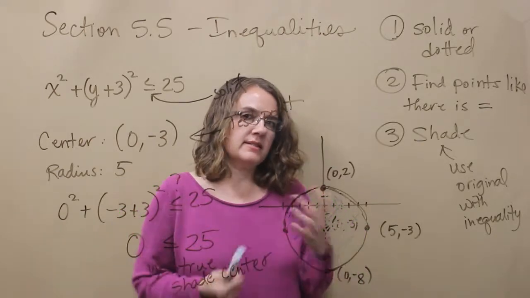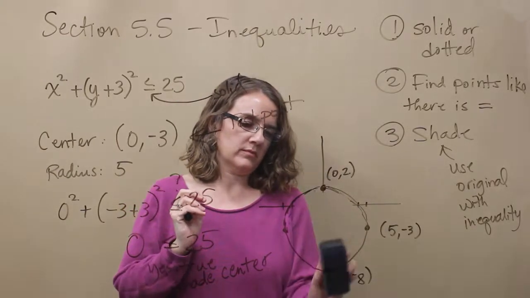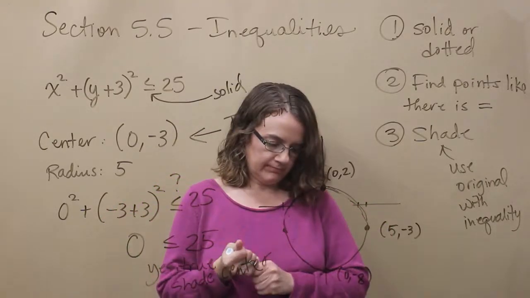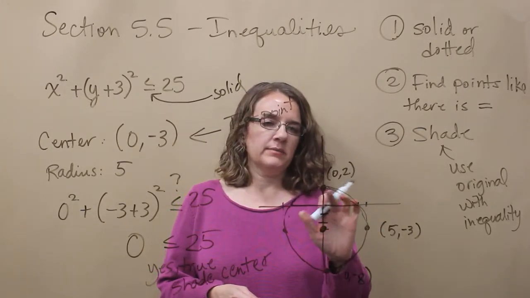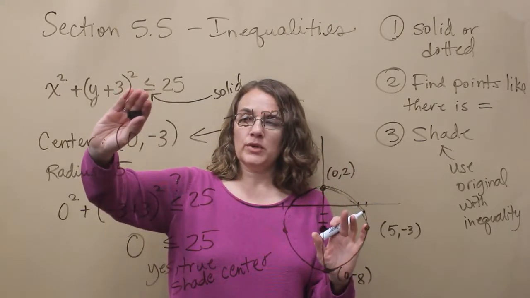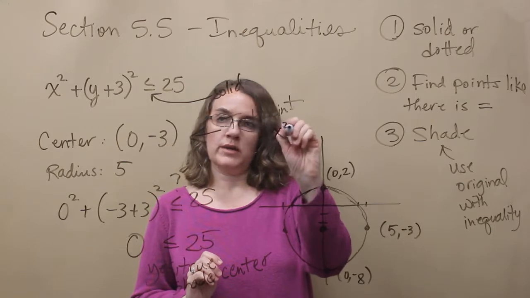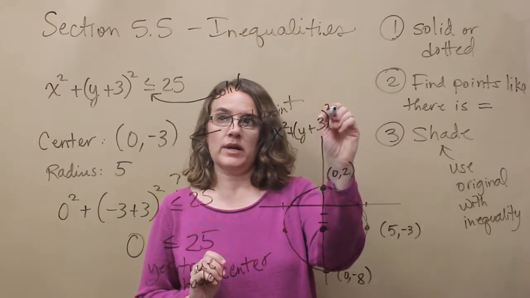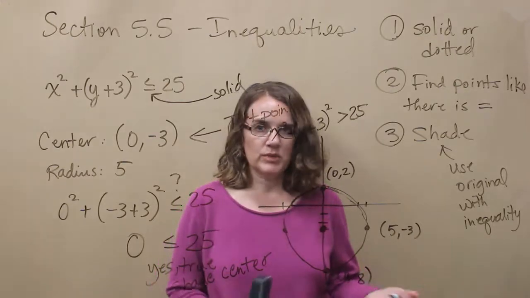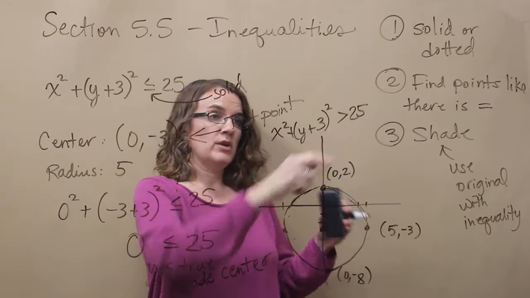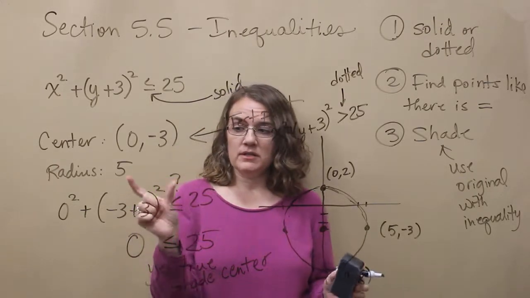Now, if we take the same circle and we're wanting to try something a little different. So let's say we take this circle and we're not looking at less than or equal to anymore. Now we're going to look at x squared plus y plus 3 squared is greater than 25. So when we do that, let's think about what would change. Well, one thing that would change is that we know that this is going to give us a dotted line.